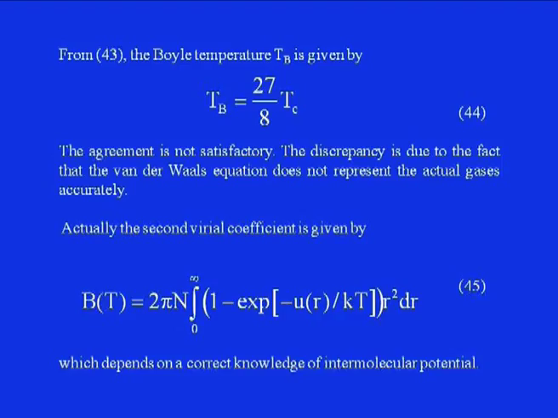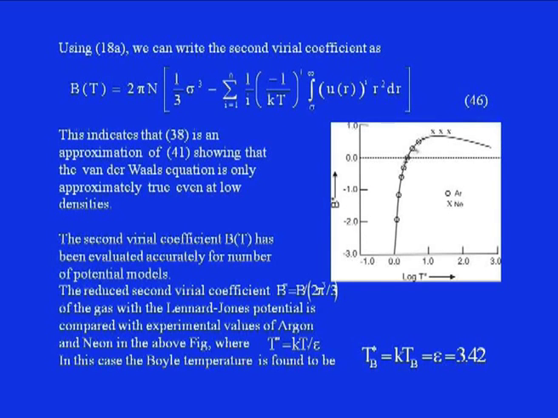Equation 38, let me show you what we are trying to say. This equation 38, the reduced equation of state for the van der Waals gas, is an approximation of 41, showing that the van der Waals equation is only approximately true at low densities. The second virial coefficient B(T) has been evaluated accurately for a number of potential models, meaning people have assumed different kinds of intermolecular potential, put them in expression 46, and calculated numerically or analytically the values of B(T).